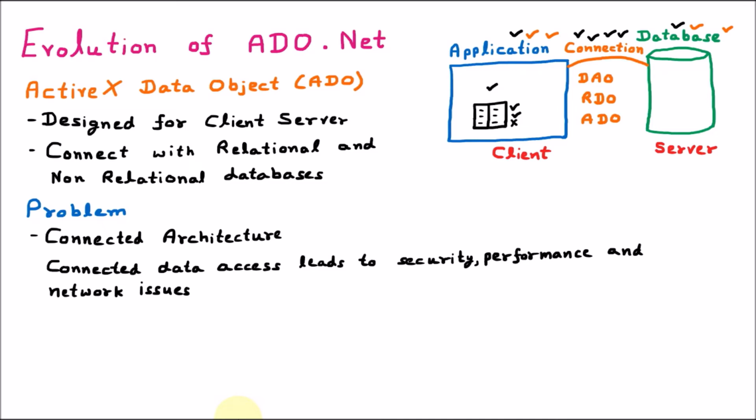And even network issues: sometimes the network is not proper, the internet is not proper, so the connection is not created. So such types of issues come into ADO. So to remove all these connectivity problems, there is an answer, which is ADO.NET. So now we are learning the next connection type, which is ADO.NET.